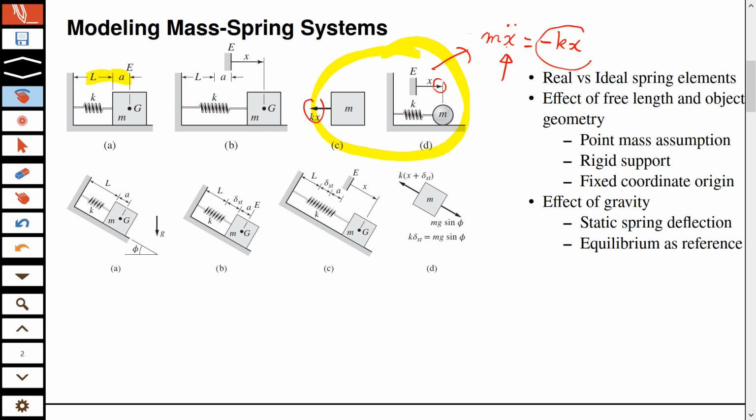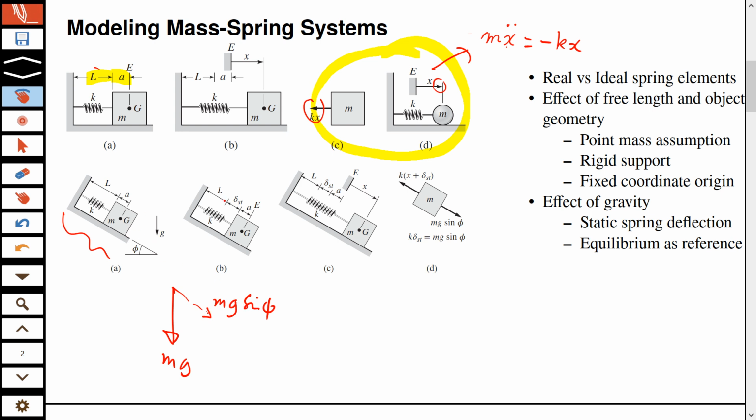Because this force is opposing x dot. And you see that in this equation you don't see any L, any A, nothing. But here, because of gravity, you will see one more term. Because if you take this vertical force, and if you take this component, that component is of course mg sine of phi, and that mg sine of phi is an unbalanced force.